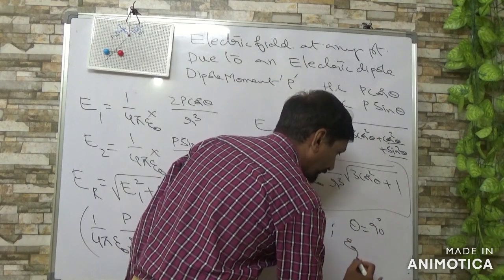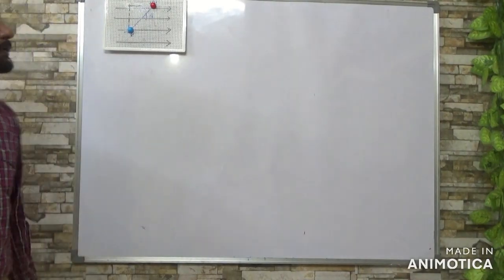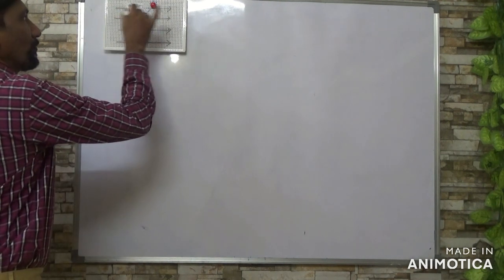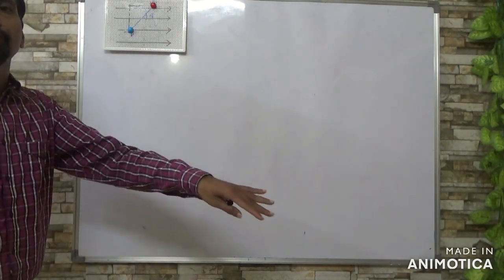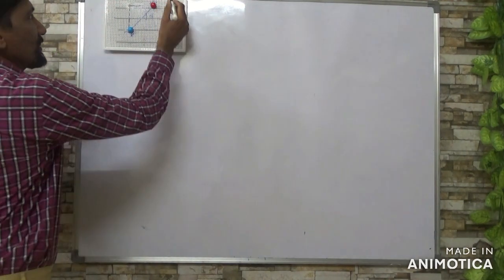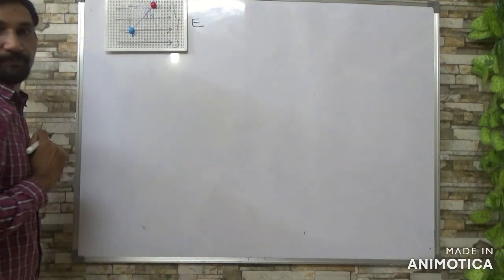On equatorial, take theta 90 degree. Now, there is one dipole held in the uniform electric field. Okay, so there is one uniform electric field. Uniform means everywhere strength of the field remains same, right? So field strength, say E.